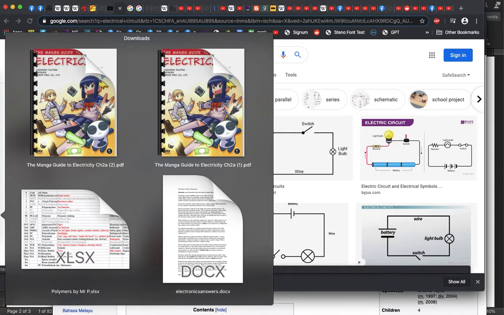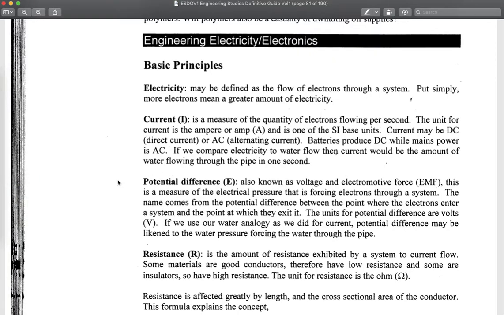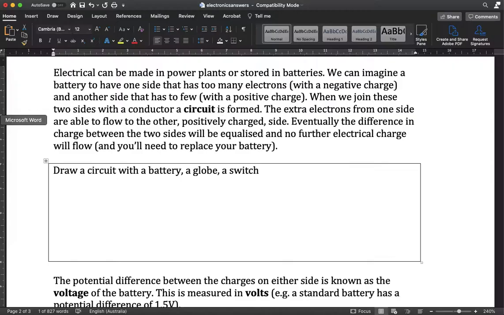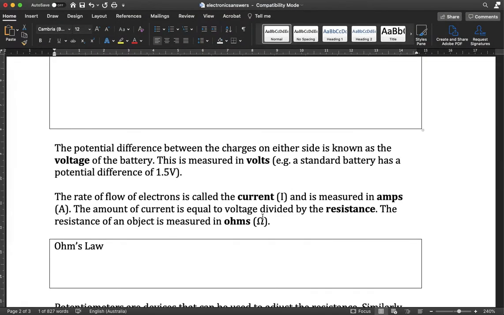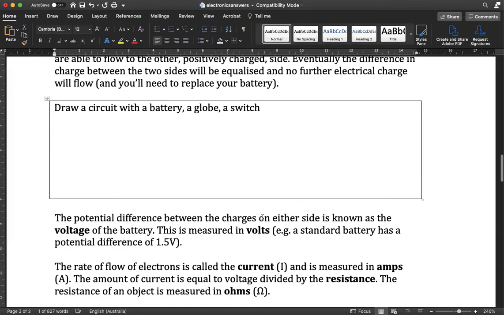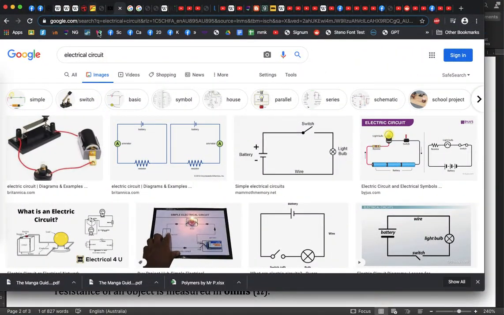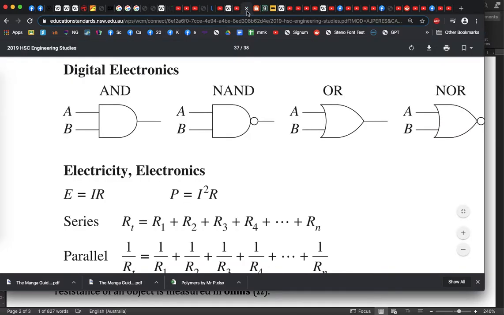So we'll go back to my notes here. Okay, so the next thing we have to learn about is, what does the V stand for? Well, if we look at the HSC, we'll see that they don't call it V anymore. They've changed it.